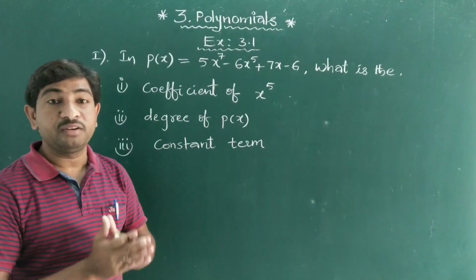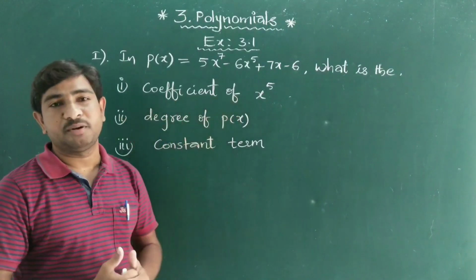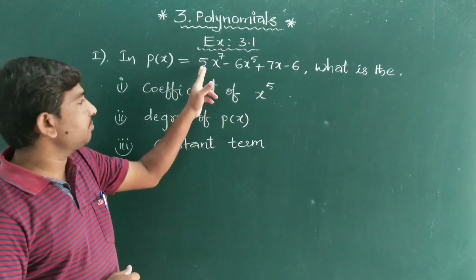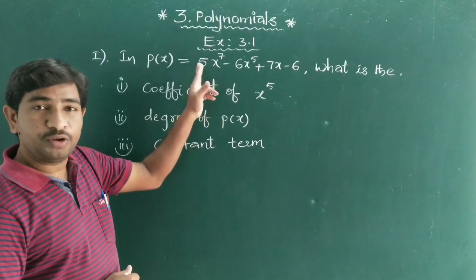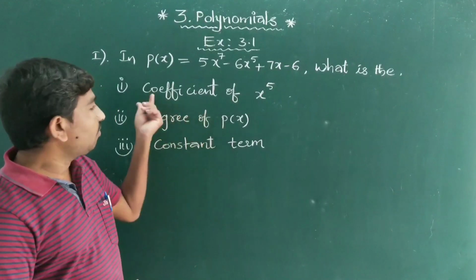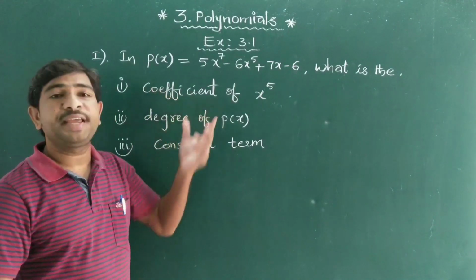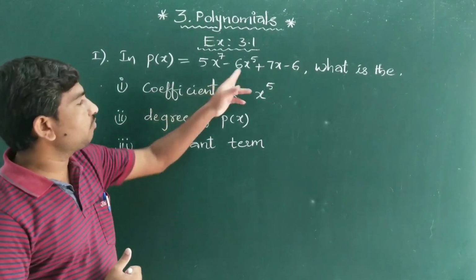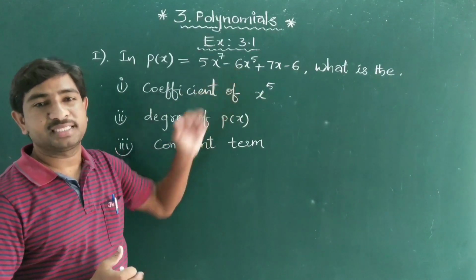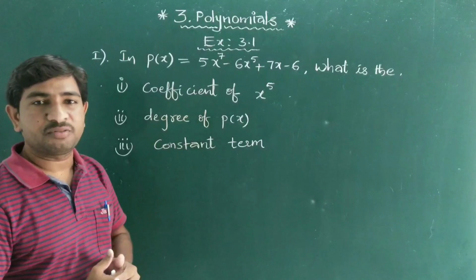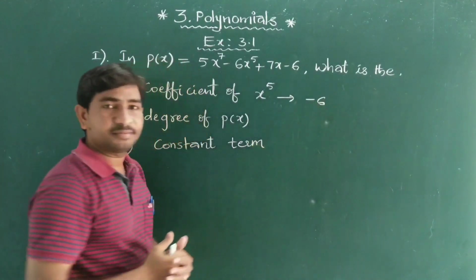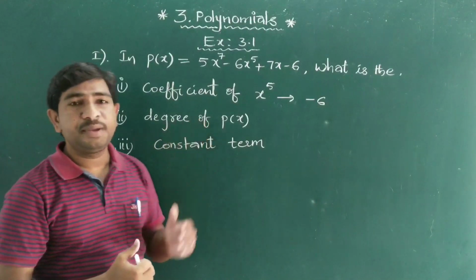So we have to find the coefficient of x power 5. Here the number multiplying the variable is called the coefficient, and x is the variable. What is asked? Coefficient of x power 5. Where is the x power 5 term here? So the coefficient of x power 5 is minus 6. Okay.